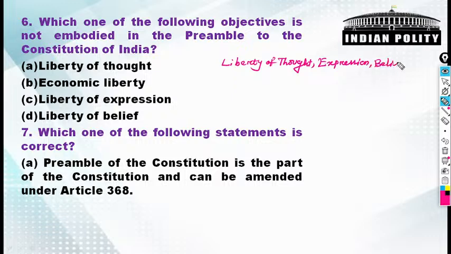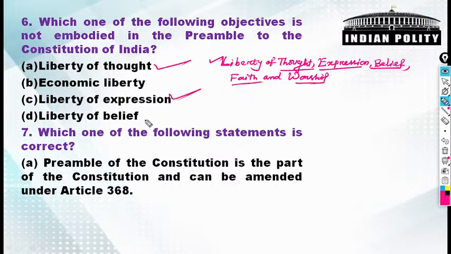belief, faith and worship. Look at these words: belief, faith and worship. So liberty of thought is there, liberty of expression is there, but economic liberty is not provided. So answer will be B. Is it clear? Answer will be B.